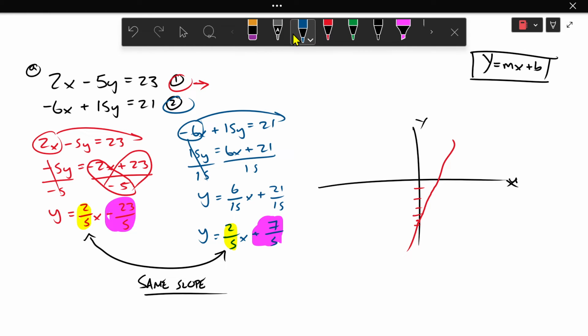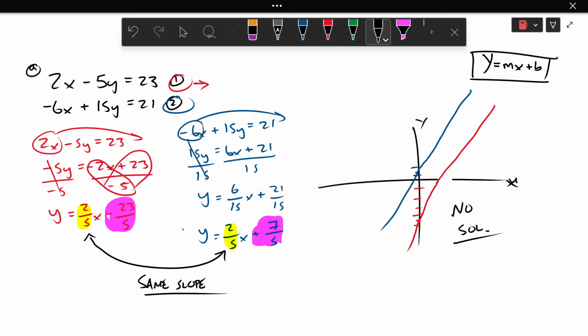And then this is going to intercept at 7/5, which is 1 and 2/5. So, somewhere around here it's going to intercept, and it has a positive slope of 2/5. And this was drawn horribly to scale, but essentially these would be parallel. I'm not an artist by any means, but these would be parallel, meaning they'll never meet. So this has no solution. Because they're parallel lines, there is no solution to this equation.